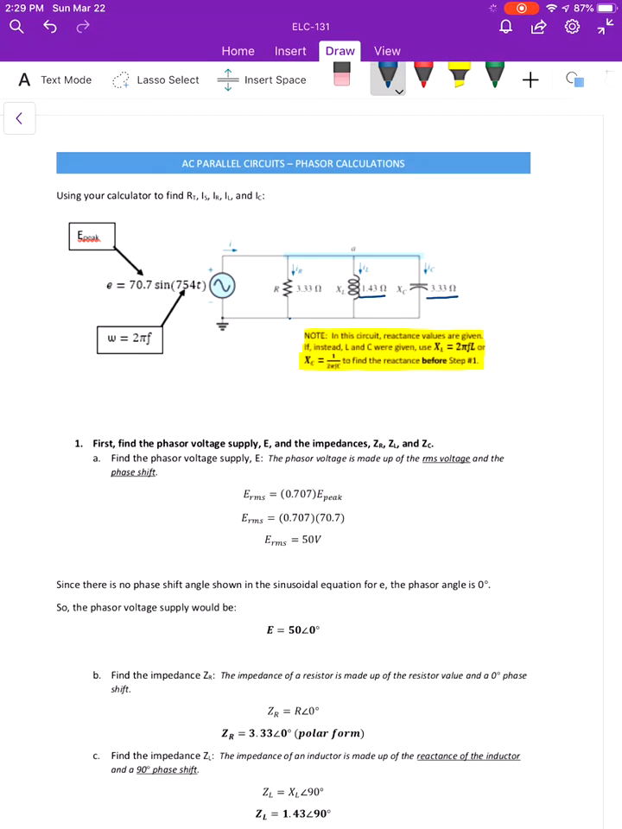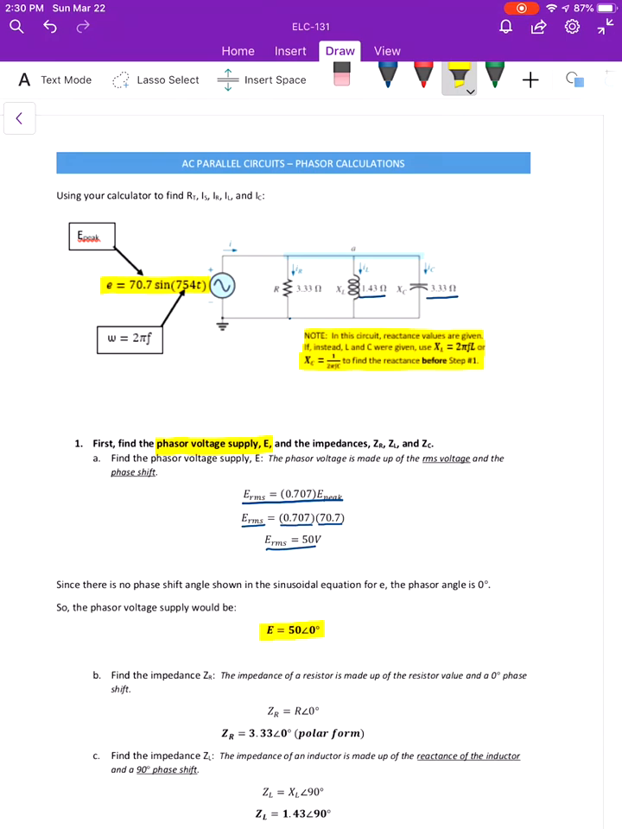Okay, so the first thing we do want to do is find the phasor voltage because, again, we were given the time varying sinusoidal equation. So we're going to need to find the phasor voltage first. So here we did that. We multiplied 0.707 times the peak voltage of 70.7 to find the RMS voltage. And that's what we're using in our phasor voltage. We're using the RMS voltage and the phase shift for the voltage, which is 0 in this case.